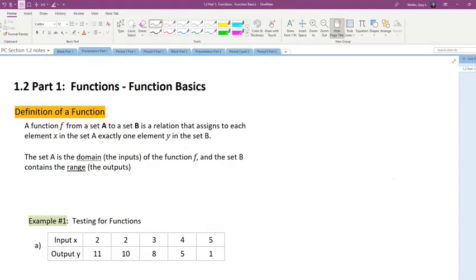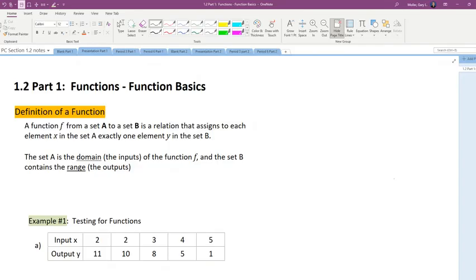A function f. So, definition of a function. A function, we'll call it f, from a set A to a set B is a relation that assigns each element x in set A exactly one element in set B. That is a very formal sounding definition that you might have to read about 14 times before you really see what's going on.